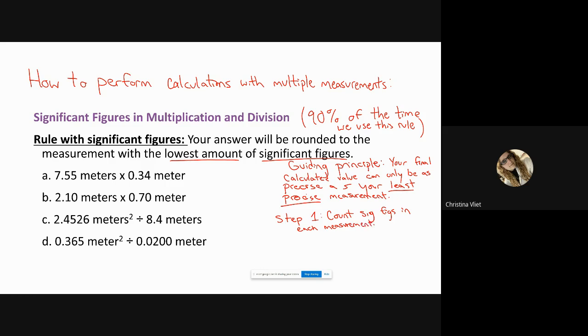Let's take a look at A as an example. So step one: count sig figs in each measurement. Step two is going to be round final answer given in calculator to lowest sig figs.